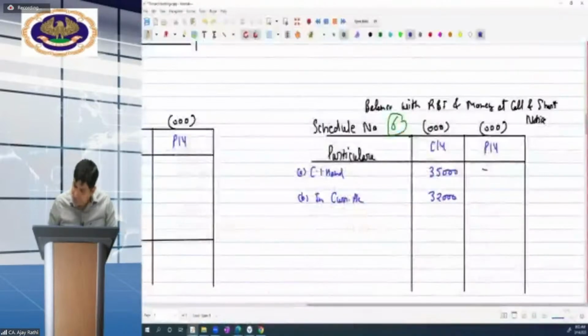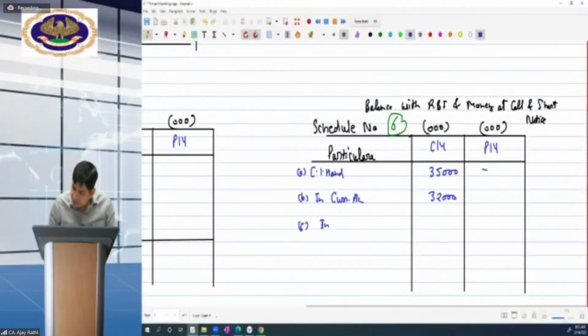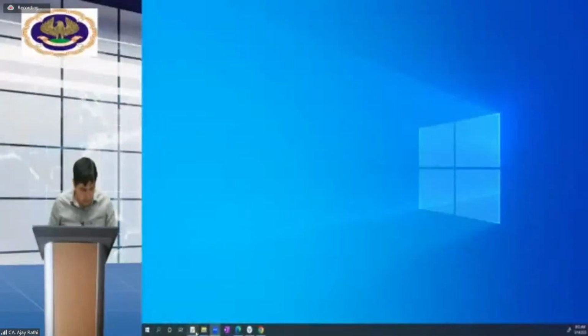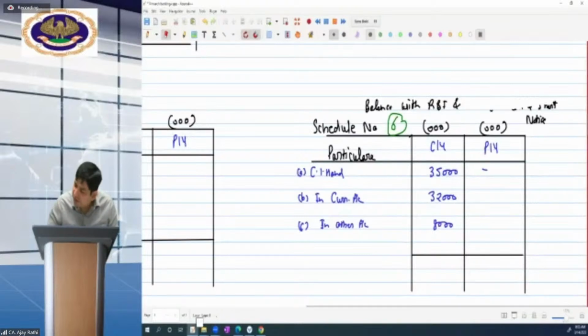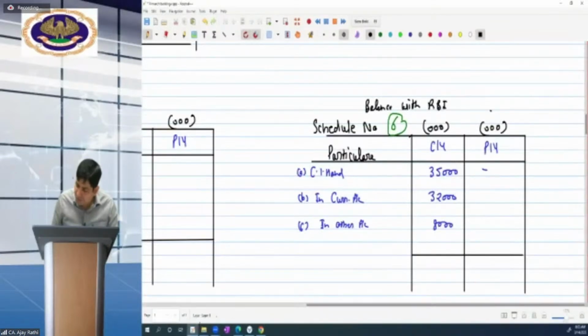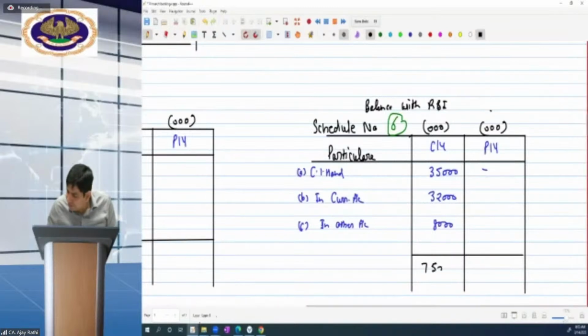Next one, in other accounts, 8,000. Wait a minute. Yes, you are right. I have mentioned here money at call. Sorry, balance with RBI. By mistake, in hurriness, I have mentioned it here. Anyways, this is 75,000. I have removed that. 75,000 is total.